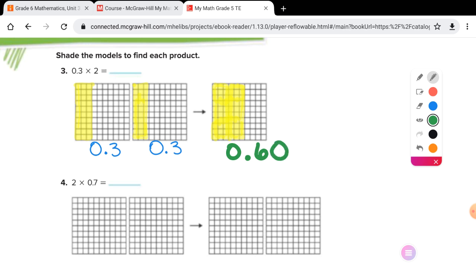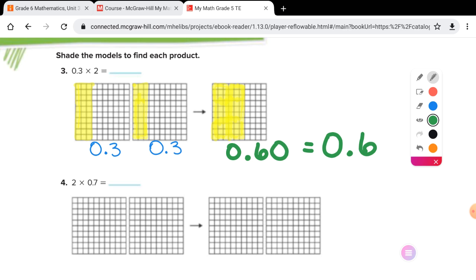Do I have 60 hundredths shaded? What's up there that I don't really need though, Abby? The 0. The 0. So could I just say 6/10?